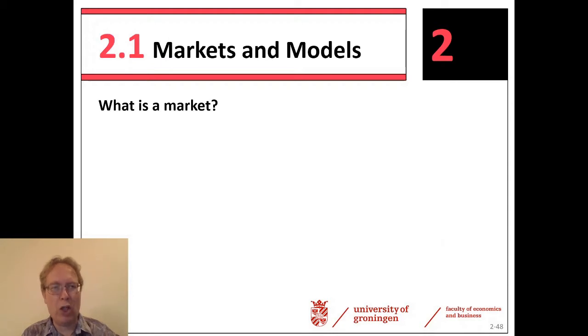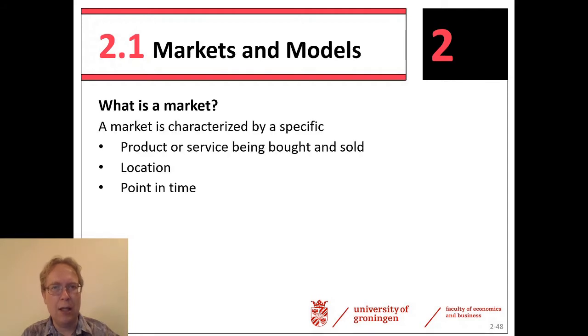Okay, so when we talk about microeconomics, we will often talk about markets, and a market is not really something specific, but something more abstract. So a market is to be thought of as something that is characterized by a specific product or service being bought and sold at a certain location and at a certain point in time. So one of my favorite examples will always be, say, the market for tomatoes. That's the product in Groningen, the location in a certain week, for example.